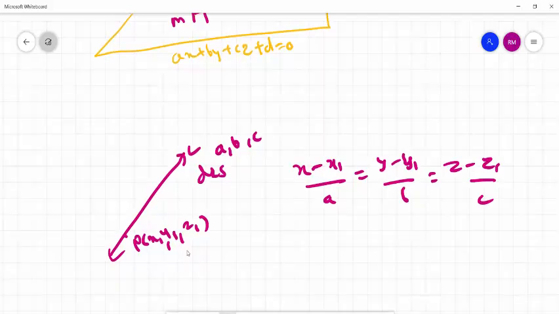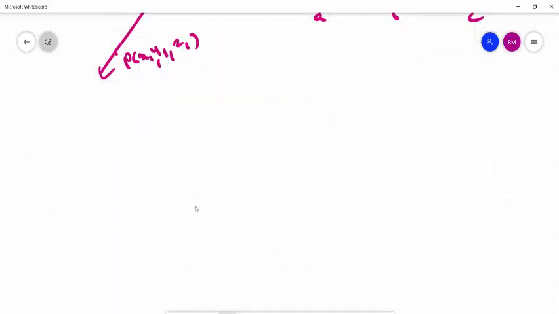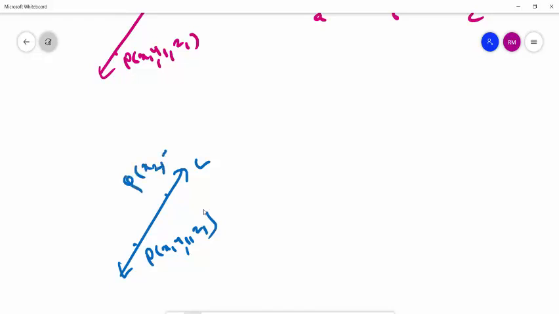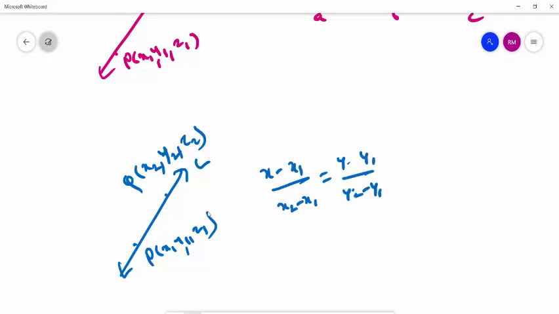Suppose instead of DRs, we know the coordinates of 2 points lying on the line say L, P having coordinates say x1, y1, z1, Q having coordinates say x2, y2, z2. Then the equation of the line is given by x minus x1 upon x2 minus x1, y minus y1 upon y2 minus y1, z minus z1 upon z2 minus z1.